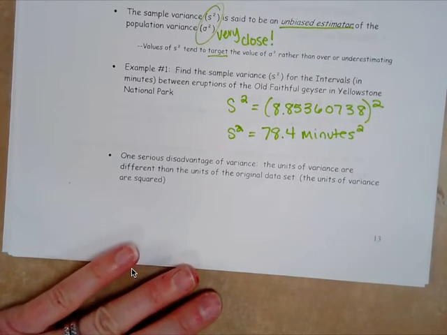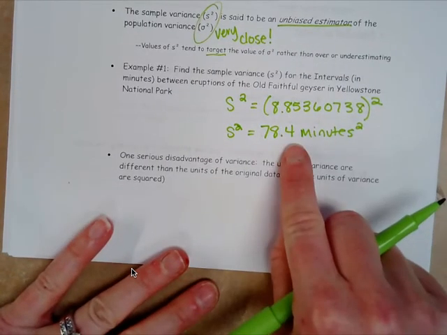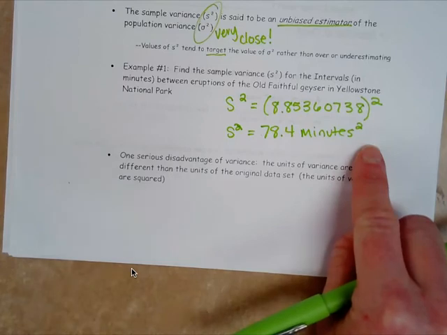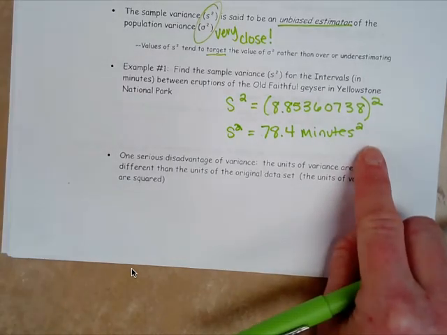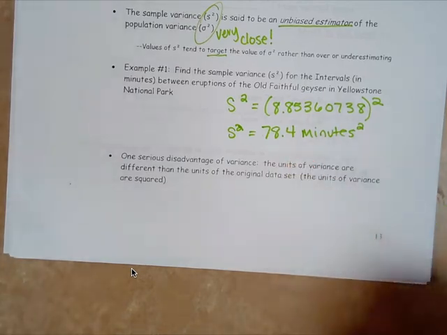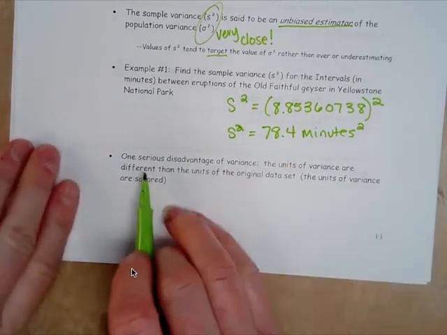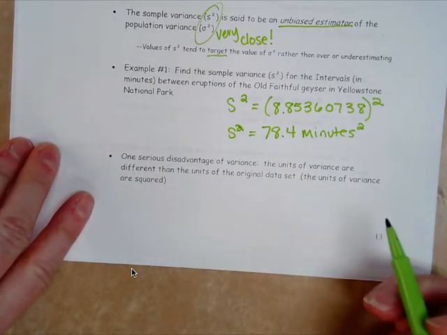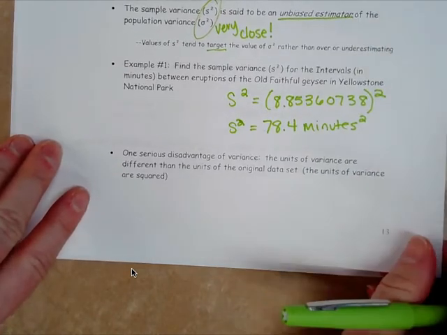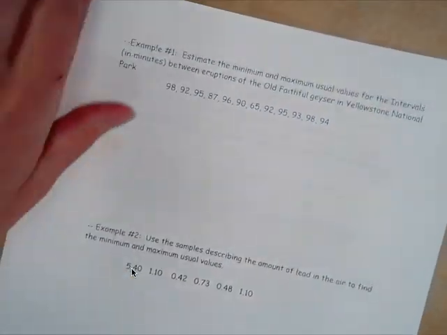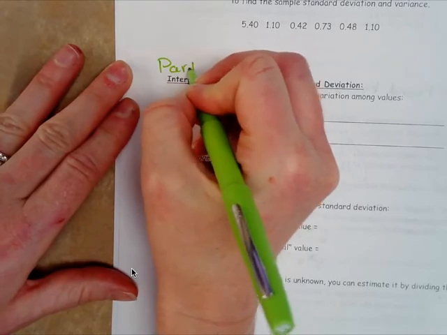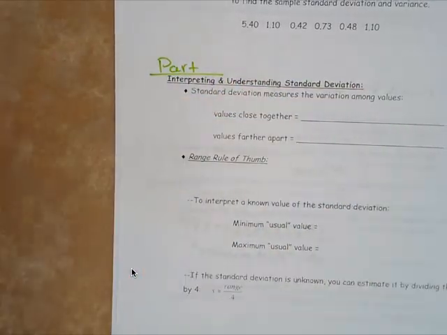So in that crash course, it's talked about having the units squared. And we really use standard deviation because that becomes back to your original units, like minutes. So that's what the disadvantage is. The units of variance are different from the units of the original data set. Okay, so that is the end of part 1. So part 2, we will interpret and understand standard deviation.